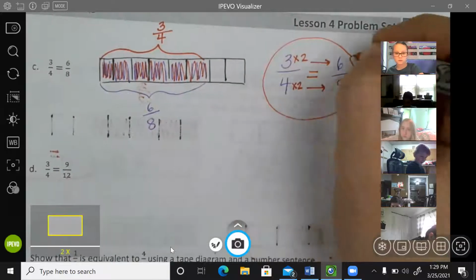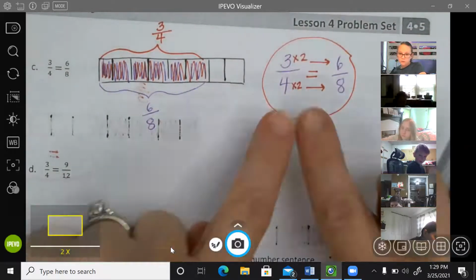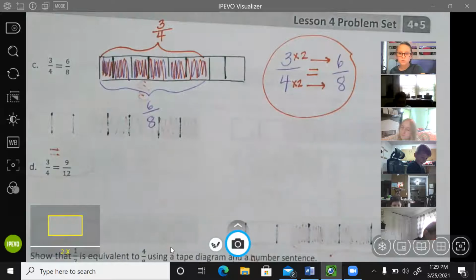Izzy, can you read this equation? You can ignore the multiplication. Just read this number sentence for everyone. 3/4 equals 6/8. Very good.